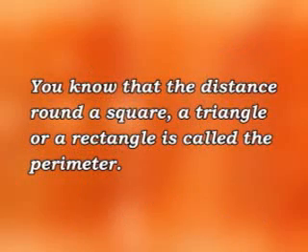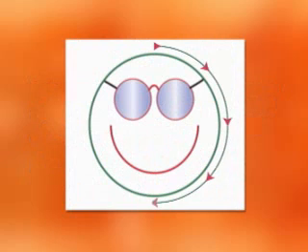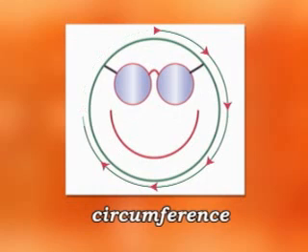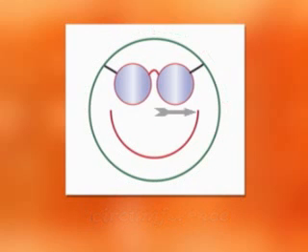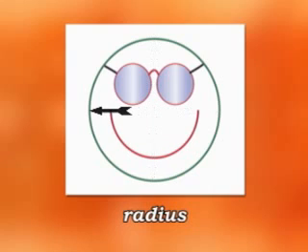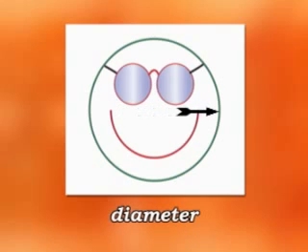You know that the distance around a square, a triangle, or a rectangle is called the perimeter, the distance round the outside. Now the distance around the outside of a circle is called the circumference. The distance from the center of the circle to any point on the circumference is called the radius. The distance across the circle through the center is called the diameter.